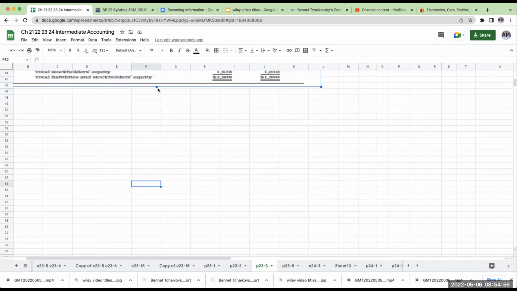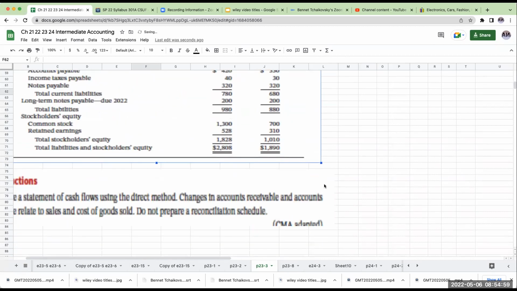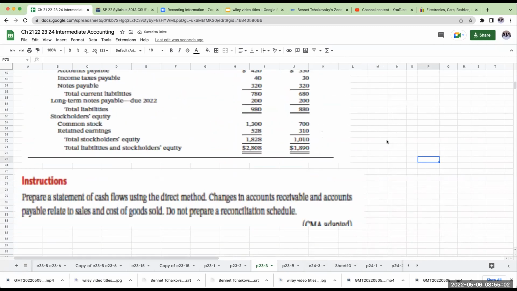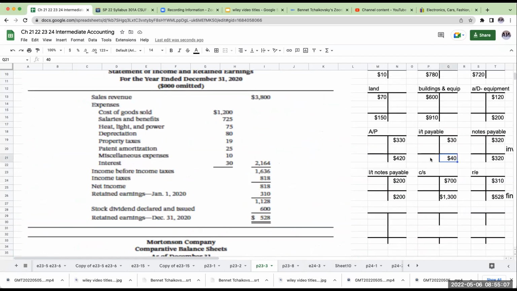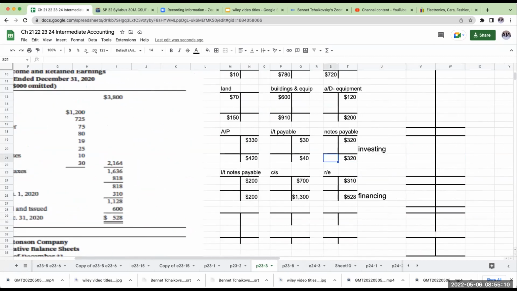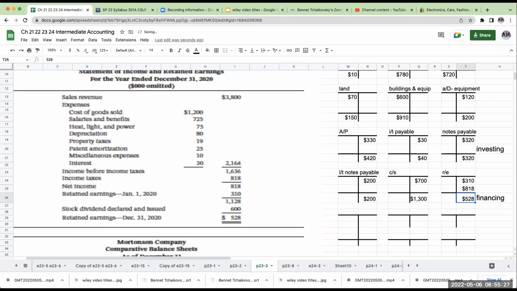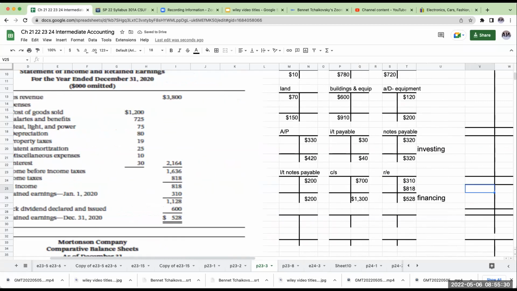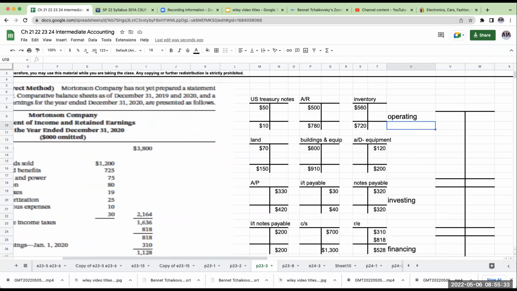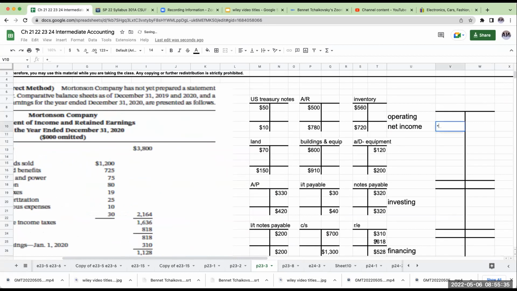And let's take a look. Now, this is an interesting question. This is basically saying there's no additional information. So let's have some fun. I'm going to prepare this using the indirect method first to see if we can get our cash to balance. So looking at the income statement, our net income was 818.